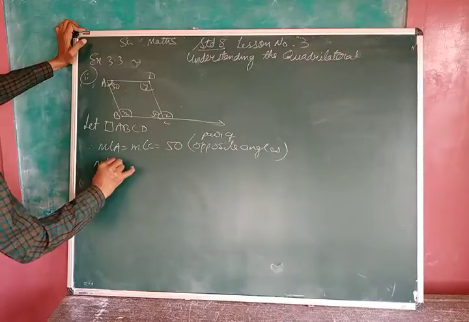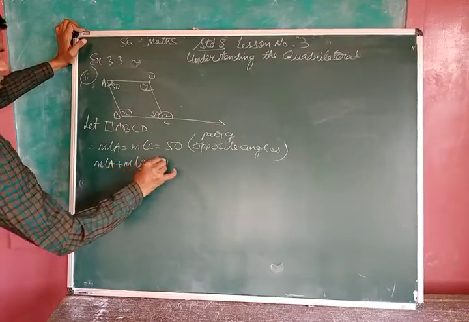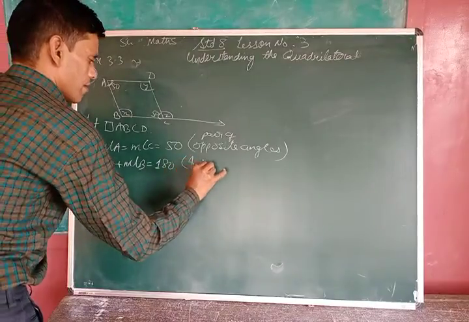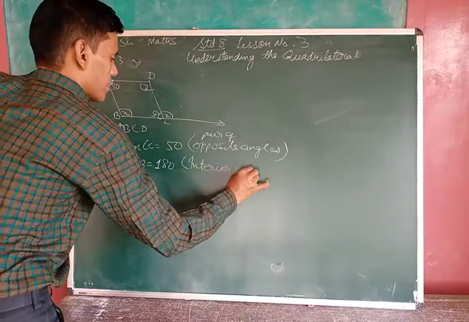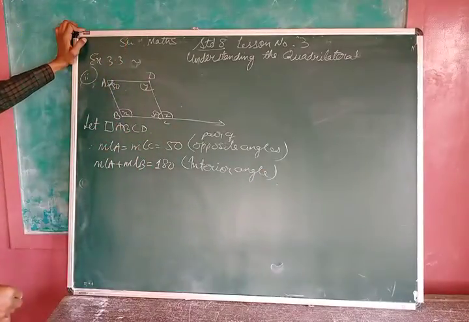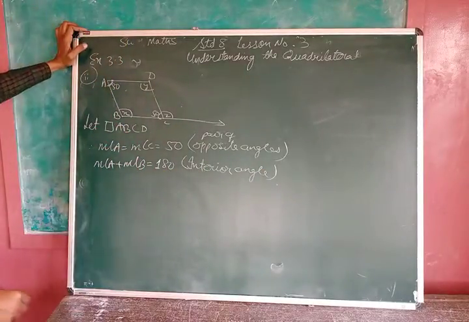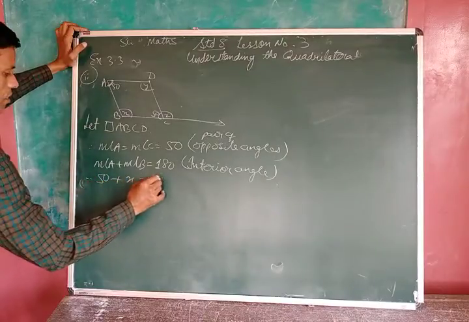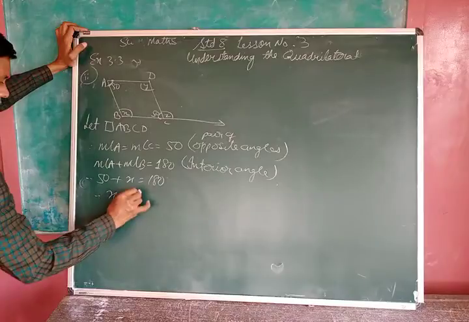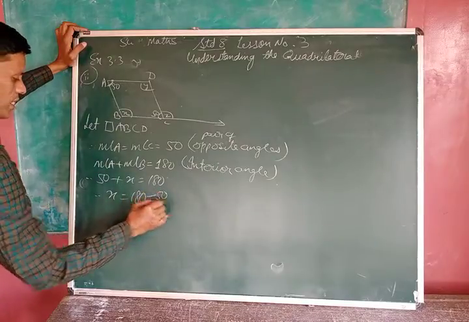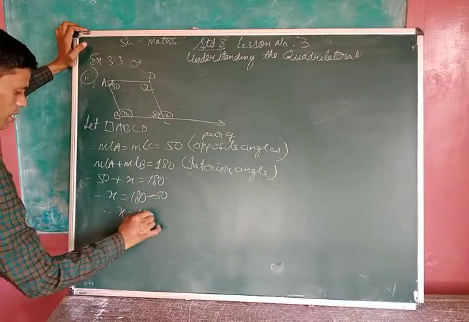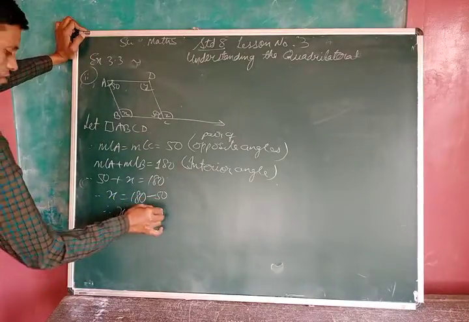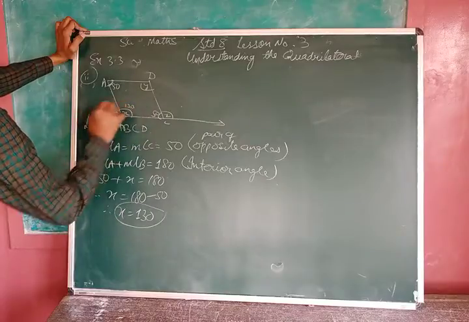Now, measure angle A plus measure angle B is 180. The reason is supplementary angles, interior angles on the same side. Measure angle A is 50 plus B is X is equal to 180. Therefore, X is equal to 180 minus 50, taking this 50 to the other side. 180 minus 50 means 130. The value of X is 130.